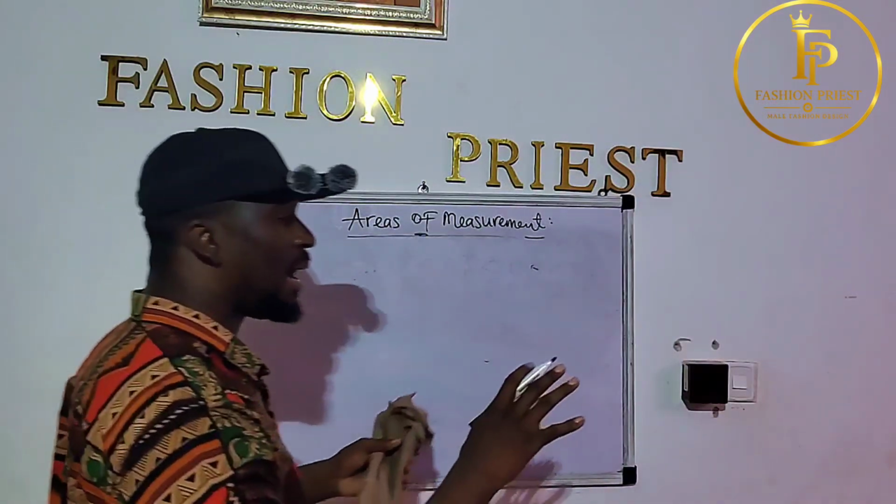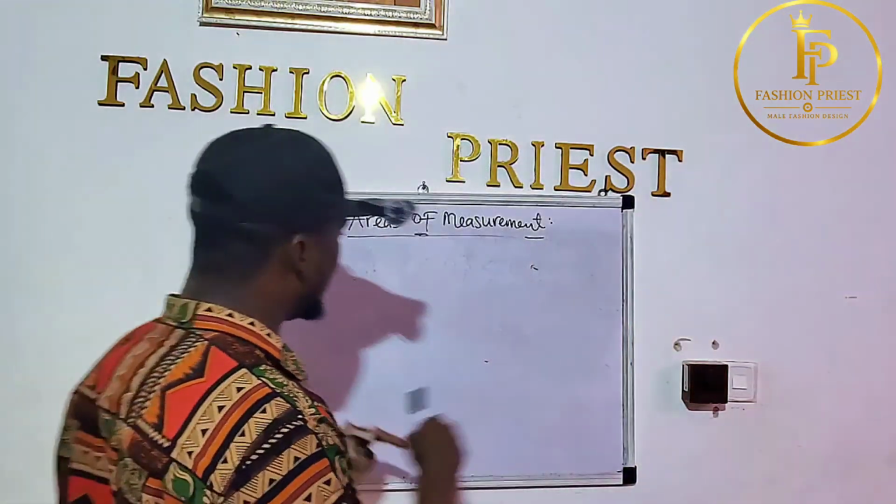Now, for a proper and perfect measurement, you need to measure 6 areas for top and also measure 6 for trouser. That is 12 in total. That means if you're taking a client's measurement that has to do with the top and the trouser, you must measure 6 areas for top, 6 for trouser. That's 12 in total. Now let's list those areas.